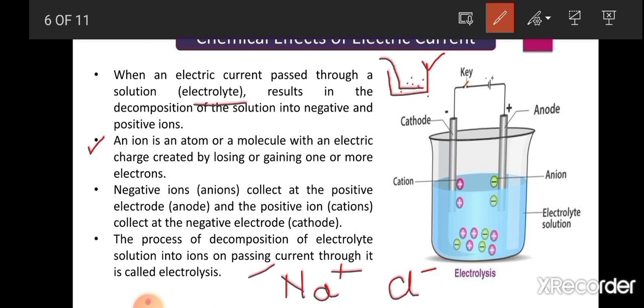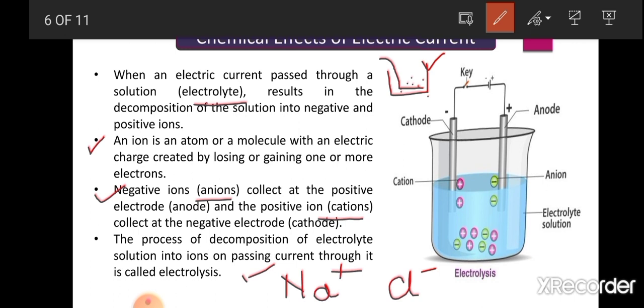Why does sodium have a positive charge? Because sodium has lost one electron, and chlorine has a negative charge because chlorine has gained one electron. So an ion is an atom or a molecule with electric charge, and that charge is created by losing or gaining one or more electrons. The negative ions are called anions, and the positive ions are called cations.